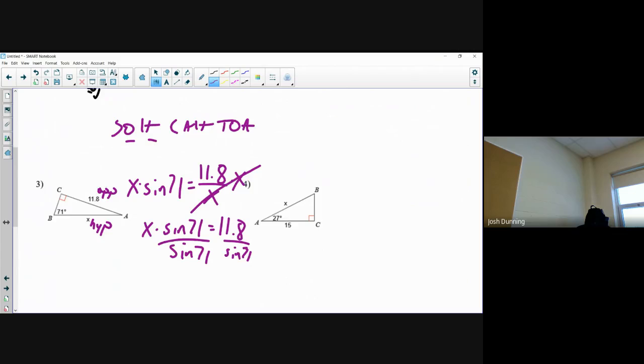You know, I'm not going to go back and switch the calculator again. Instead of times, so 11.8, and hit divide instead, and then just the sine button, 71. 12.47, 7 bumps that 4 up to 5.